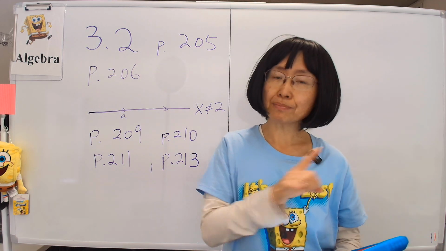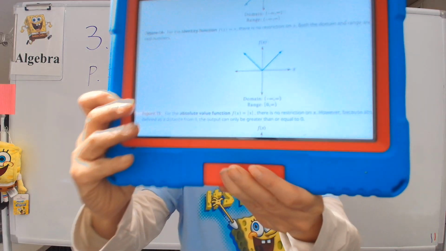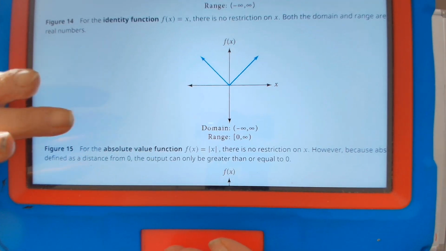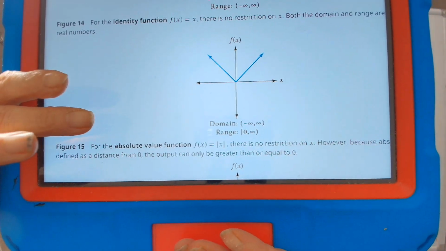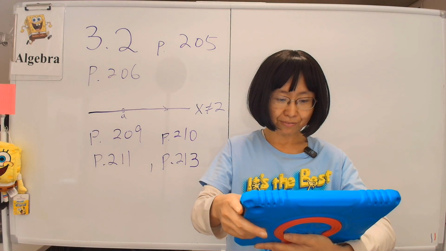So the domain is minus infinity to infinity, but the range is always going to be positive, though it can include 0, of course. And so the domain is minus infinity to infinity, but the range only goes from 0 to infinity. So that's the absolute value function.